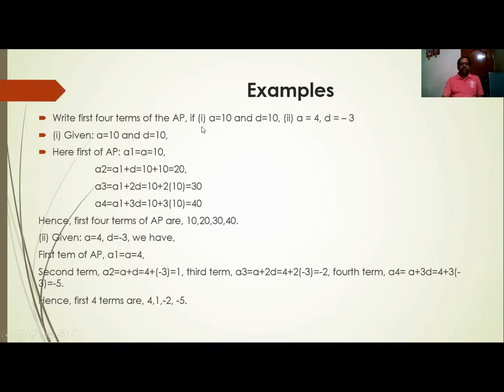One of the important questions that may be asked in the exam is: write the first four terms of the AP where a equals 10 and d equals 10. So here the first term and the common difference given are both 10.